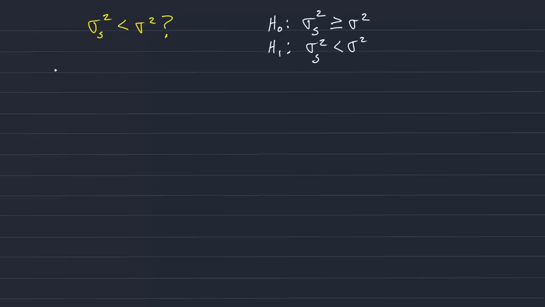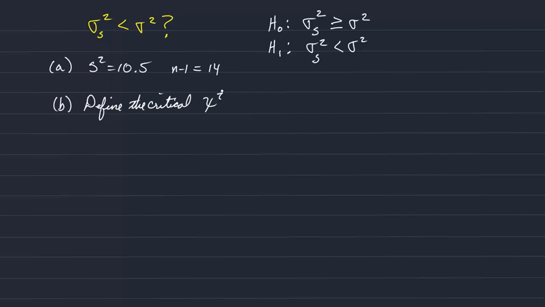So we've already done step A. We've already made our sample and we've measured the variance. And we know that n minus 1 equals 14. And so the next step is to define the critical chi-squared. And this is based on, let's keep alpha at 5%, the 5% significance level.